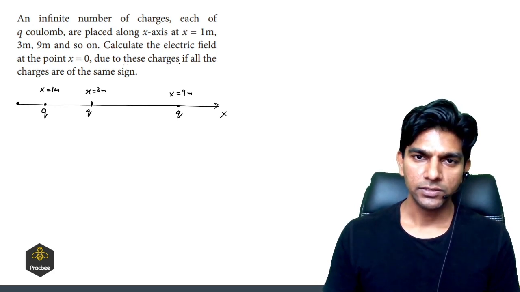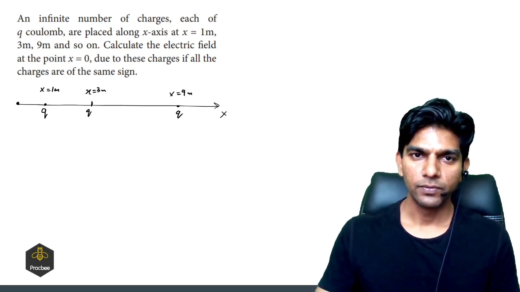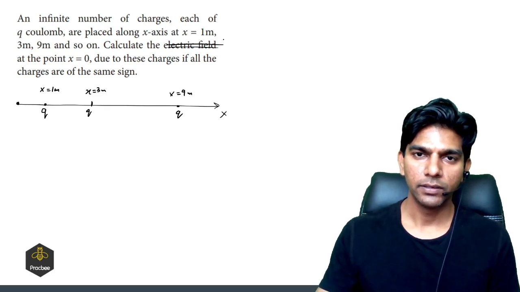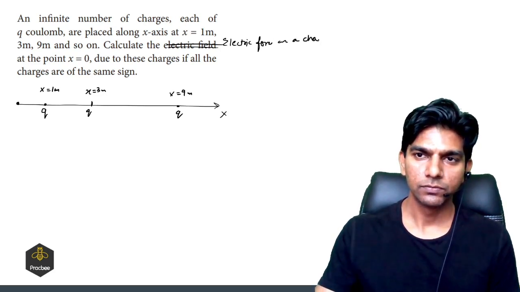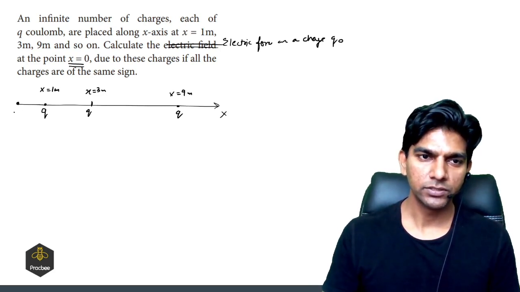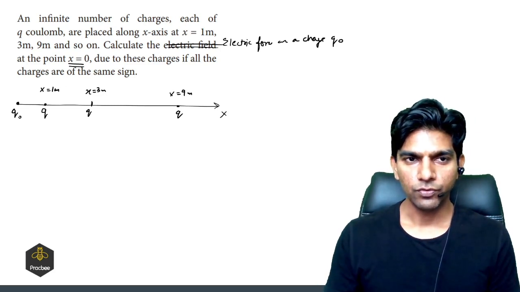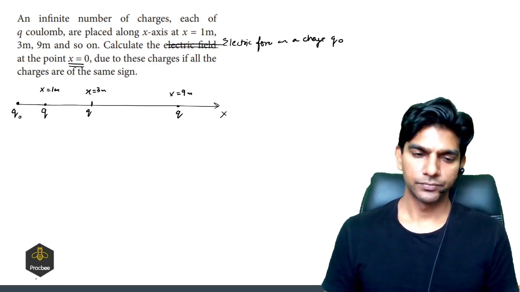And due to these charges, if all the charges are of the same sign, calculate the electric field at the point x equals 0. Okay, let me change the question. Calculate the electric force on a charge q naught at the point x equals 0. So there is a charge q naught at the point x equals 0, due to these charges, if all the charges are of the same sign.